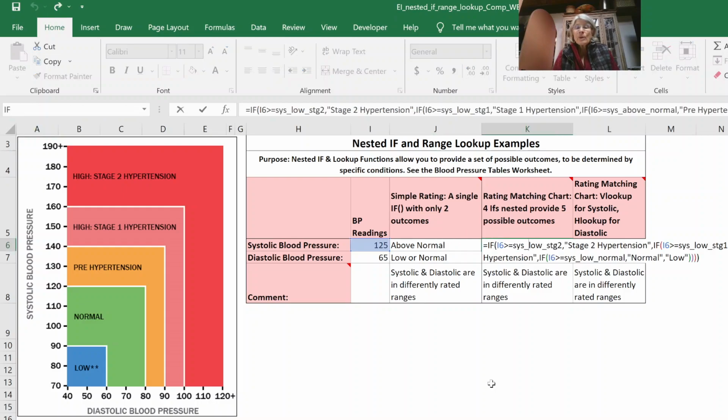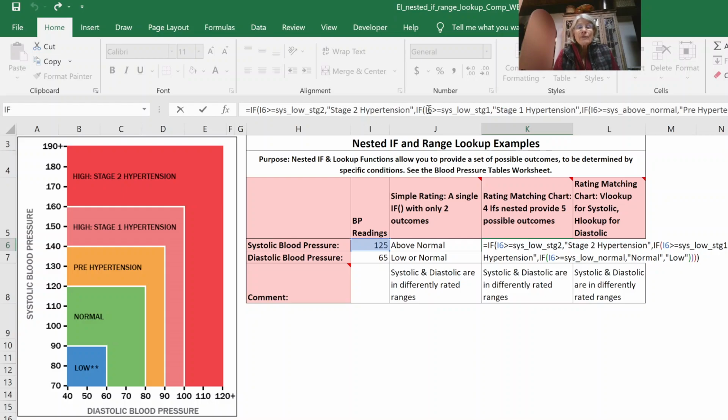So basically, we don't have to do any tricky testing because we're basically just going down a table of values. We're testing first at the top of the table for the reading being greater than or equal to the lowest value in stage 2. If that's true, then we end. Our if function will be completed and we'll have the outcome stage 2 hypertension.